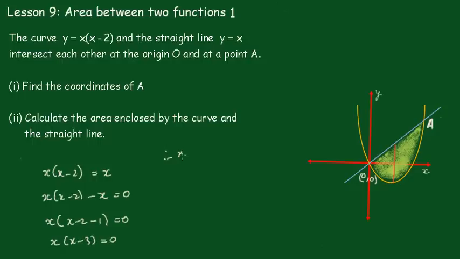Therefore, x equals 0 or x equals 3, y equals 0 and y equals 3. So the coordinates of A are (3, 3).